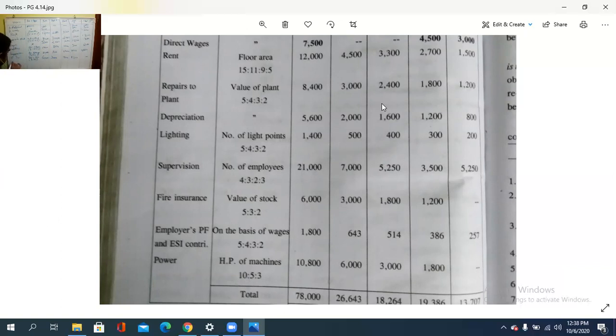Then next is employer's PF. On what basis? Basis of wages. So same, 5 is to 4 is to 3 is to 2. So how much is it? 1,800 is the total amount to be apportioned on this basis. That is how much? 643 for the first department, 514 for the second department, 386 for the third department, and 257.